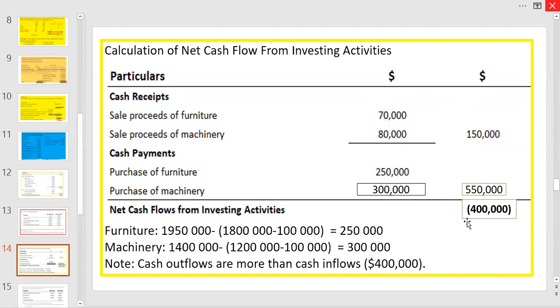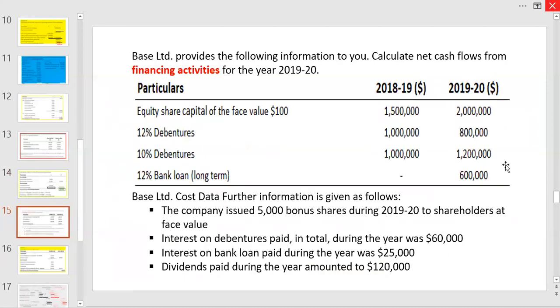Okay, in the next question, you are required to calculate cash flow from financing activities. Details of capital and long-term debentures and bank loan are given here. Further information, the company issued 5,000 bonus shares during 2019-20 to shareholders at face value. The interest on debentures paid is given, interest on bank loan is given, dividend paid during the year is given.